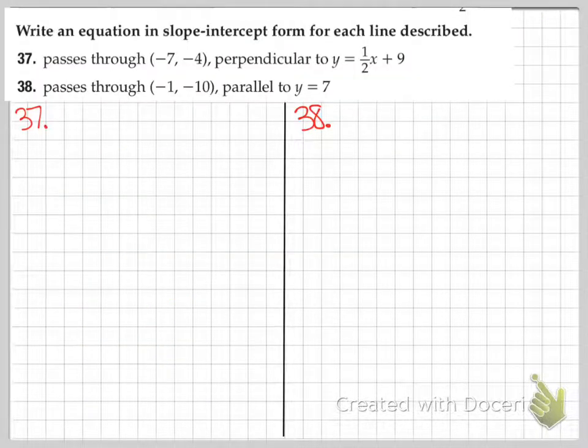So what I want you to do now is try out these two problems on a separate sheet of paper. I will be looking for these in your notes tomorrow, so make sure you do these. And then pause that, and when you unpause it, I'll have the answers up.